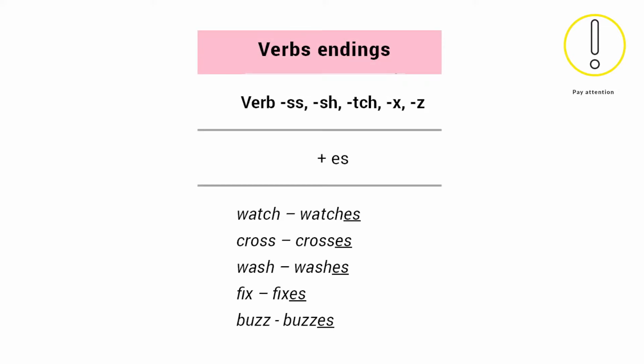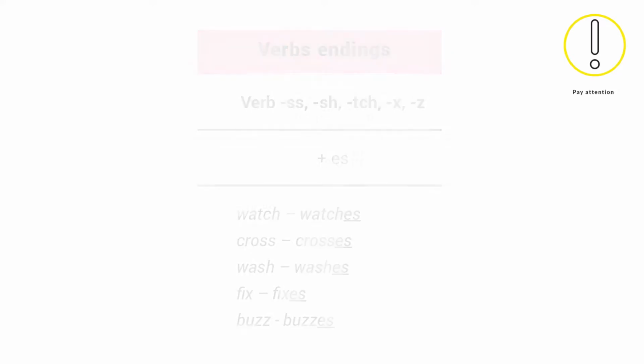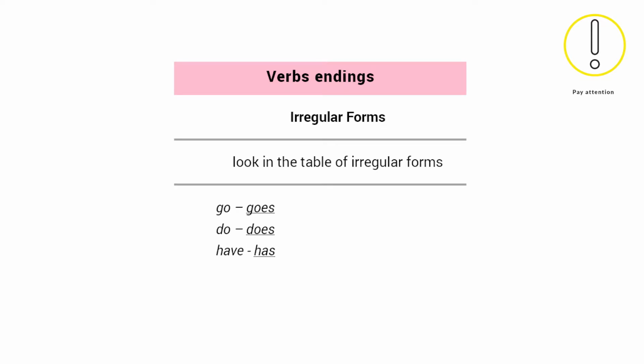Verbs ending in double s, sh, tch, x, and z add es. Watch, watches. Cross, crosses. Wash, washes. Fix, fixes. Buzz, buzzes. There are also some irregular forms. Go, goes. Do, does. Have, has.